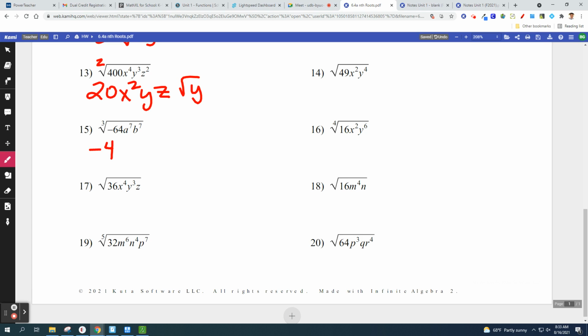and then it's just the same thing over and over. 3 goes into 7 how many times? Twice, with how many leftovers? Twice with 1 leftover. So a squared, that comes out. There's 1 leftover inside. And it's the same thing, right? 3 goes into 7 twice with 1 leftover.